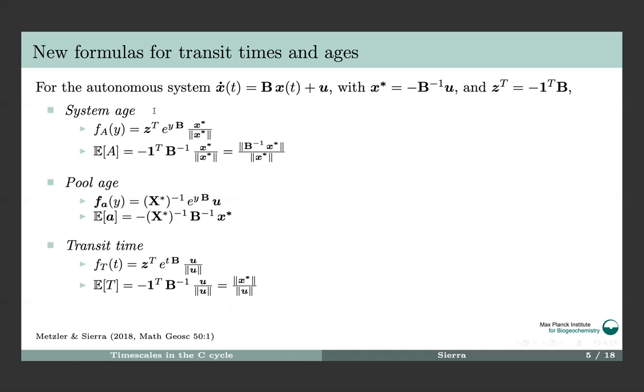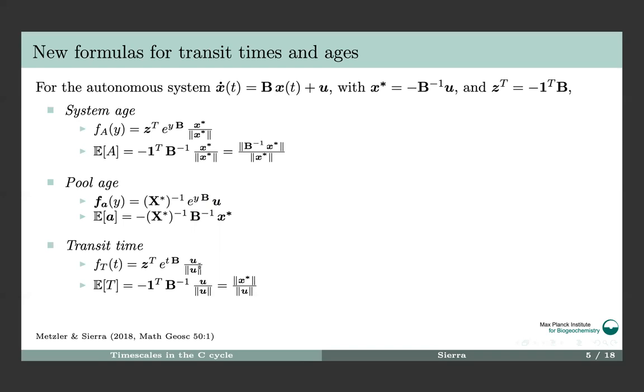We can obtain the system age distribution using this formula. I'm not going to go into the details of the formula, but we have all of the elements already to be able to compute that. And the mean, we can obtain it with this second formula. We can also obtain the distributions for the pools if we define a new matrix in the diagonal having all the steady state values. And we use this formula, we obtain pool age distributions, and also we have here a formula for the means. And we can also use these formulas to obtain transit time distributions.